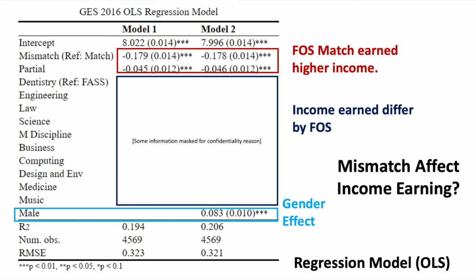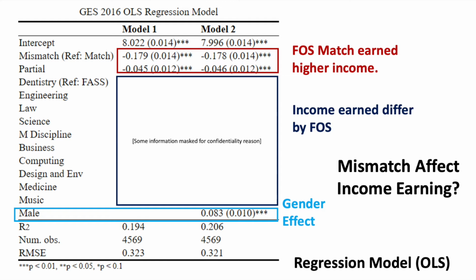And we also can generate models when we use these data sets using the ADL. So this is the result of generating two regression models by examining whether mismatch affects the graduates' initial income earnings, because those that participate in the GES do so a few months after they have graduated, so it's carried out at that particular time.